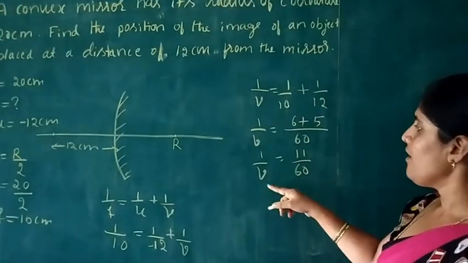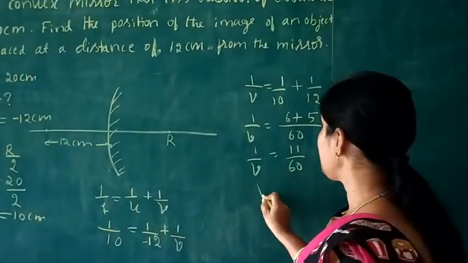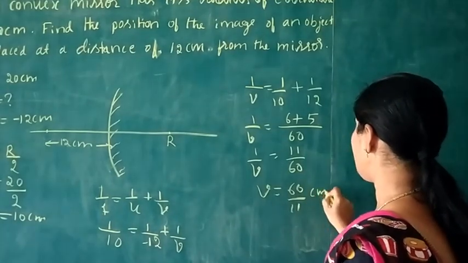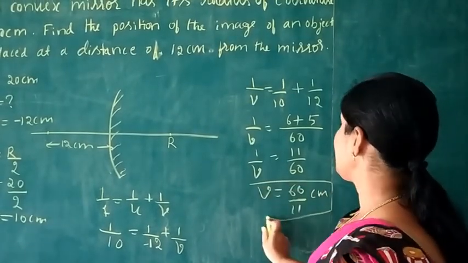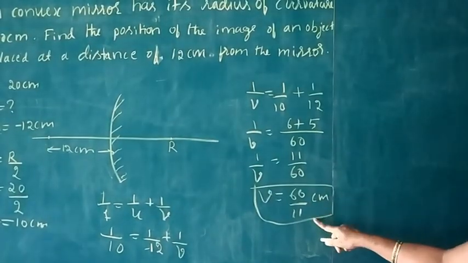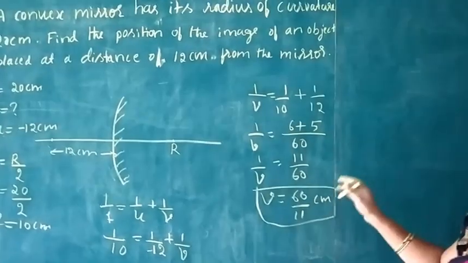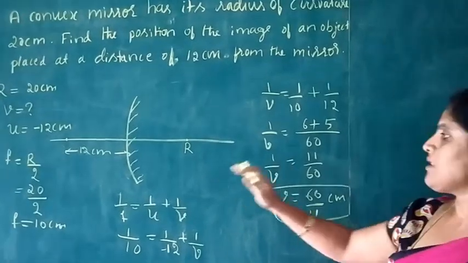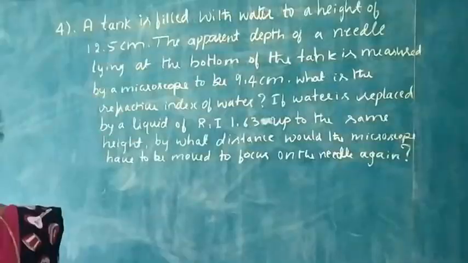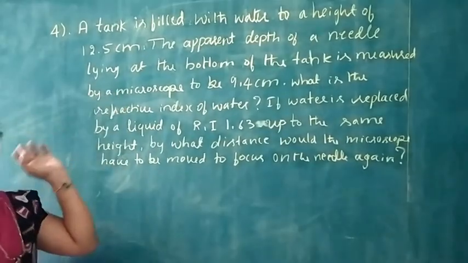But we want the value of V. So V is equal to 60 by 11 centimeter. That is, the image distance V is equal to 60 by 11 centimeter. That means the image of the object is formed at a distance of 60 by 11 centimeter. This problem is based on normal shift.